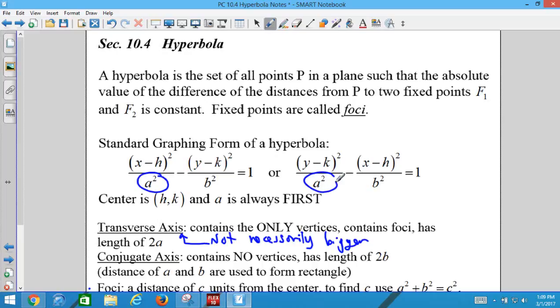You notice in both formulas, the a squared comes first, whereas with the ellipses, the a squared might have been first or second. But the a squared always gives you the transverse axis. It always gives you the vertices, and it always comes first. And the b squared always comes second. These equations are a lot like the ellipses, only they have a minus sign in the middle. It still equals 1. And what's different between these two equations up here is this one starts with x, and that one starts with y.